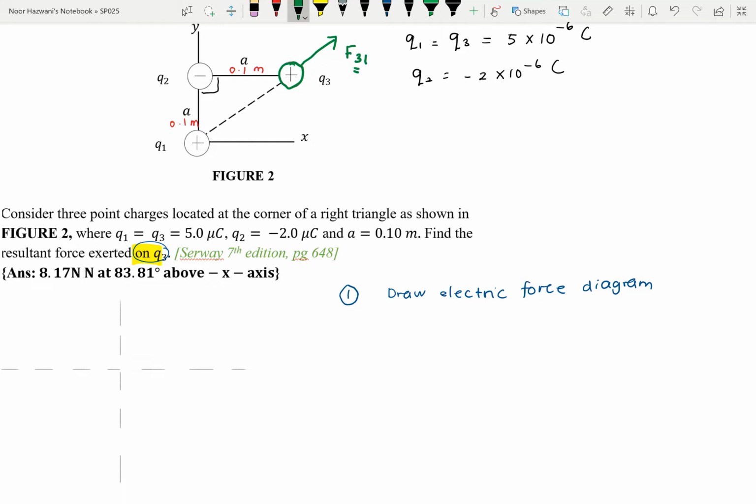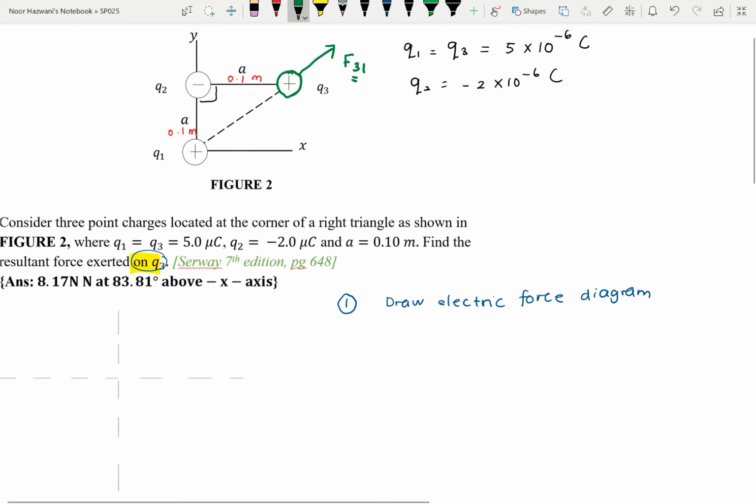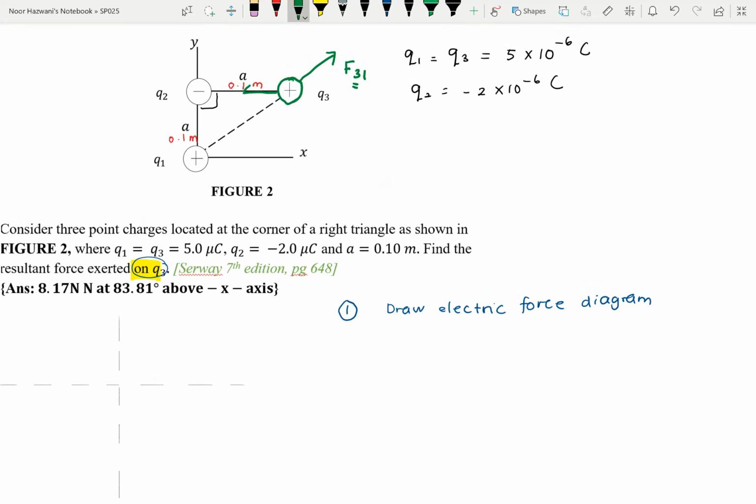Okay, kita tengok pula apa yang terjadi pada Q3 by Q2. Dia tertarik atau tertolak. So, ini Q3 positif, Q2 adalah negatif. So, Q3 akan ditarik oleh Q2 ke arah kiri. So, F32. Okay. That's actually you punya electric force diagram.